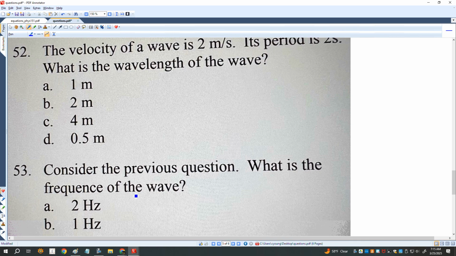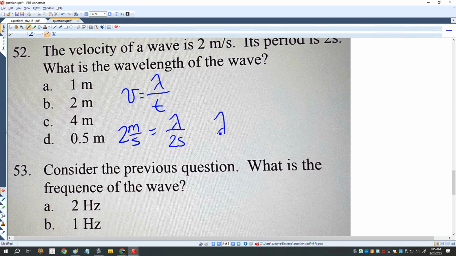The velocity of the wave is 2 meters per second. Its period is 2 seconds. What is the wavelength of the wave? A couple ways you can do this. Probably the easiest way is to say that the velocity is wavelength over time. That's 2 meters per second, equal to the wavelength divided by the time to travel one wavelength, which is that period, or 2 seconds. And then I can solve that for the wavelength and I get 4 meters. So C is the right answer.